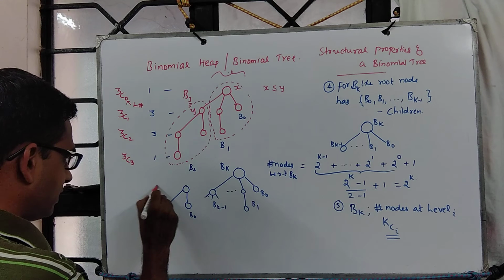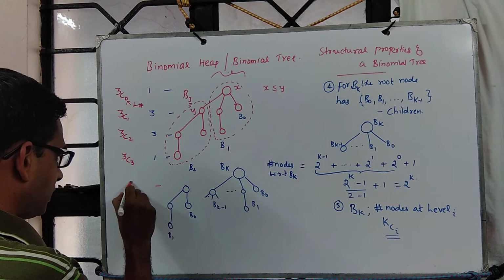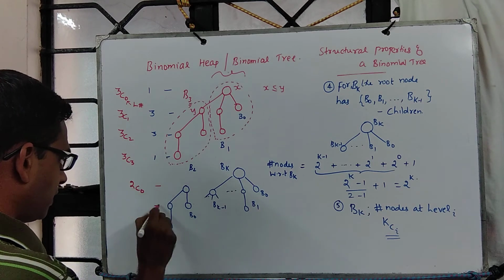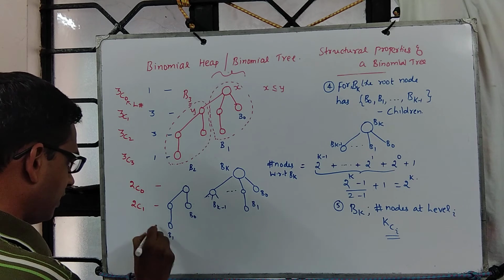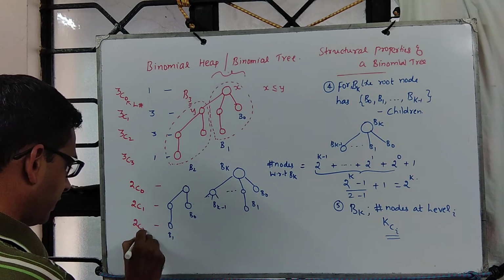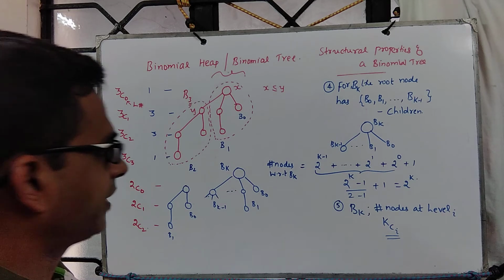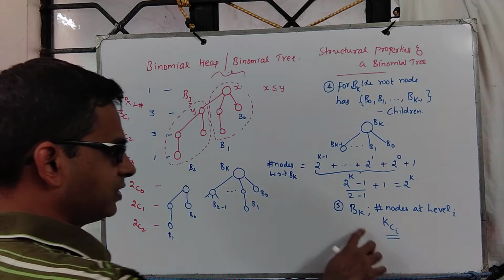If you look at this, this is B2. Number of nodes is 1, which is 2C0. This one is 2C1. This one is 2C2. Okay, so in general, this is what we get.